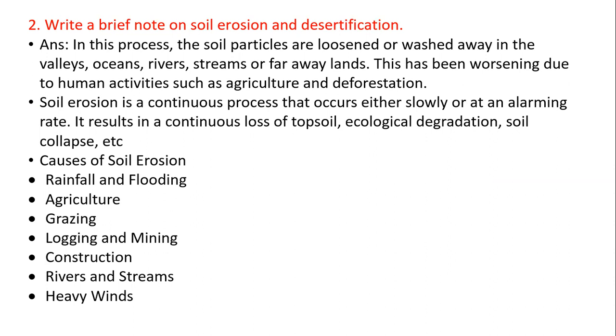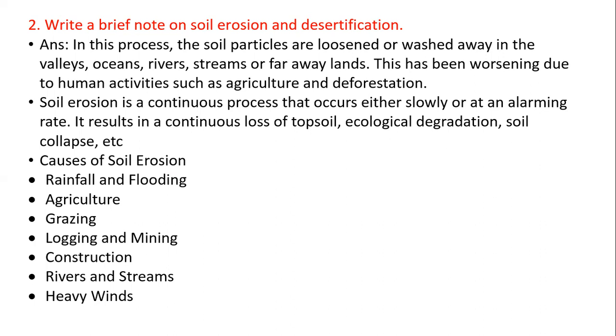So soil erosion is where the topsoil of the land, which has a lot of nutrition, gets washed out or eroded because of human activities or because of deforestation. Soil erosion is a continuous process which happens over a period of time. Either it can happen very slowly or it can happen at a very alarming rate, depending upon the degree of human activities taking place in that region.